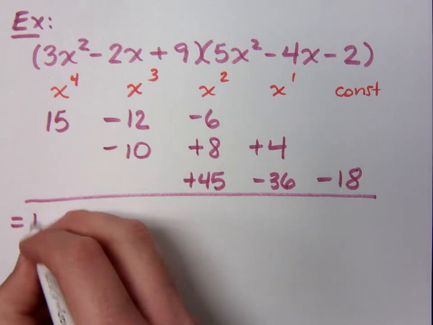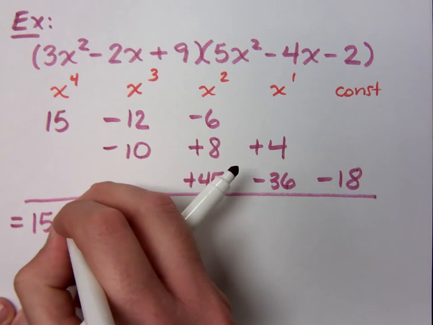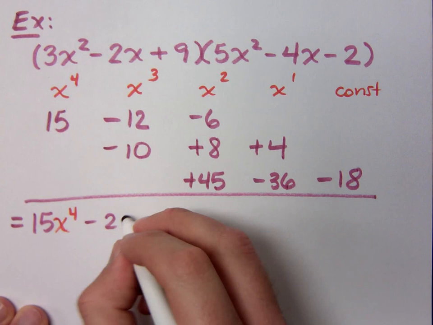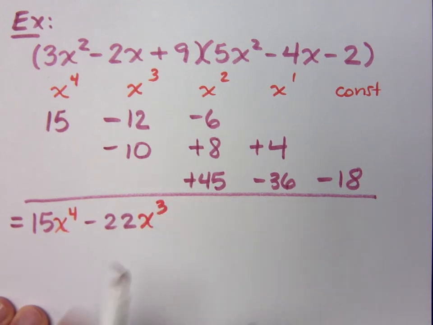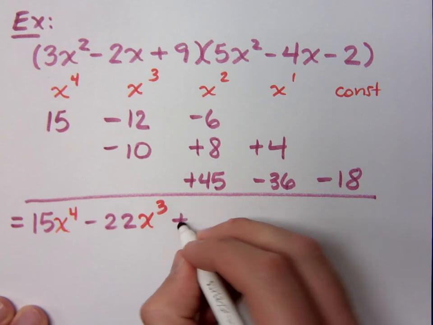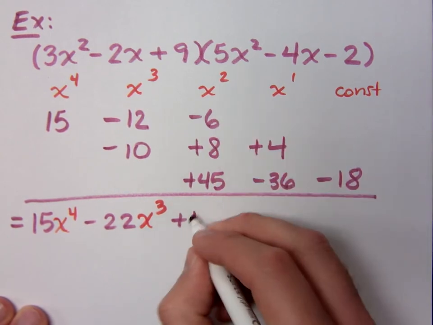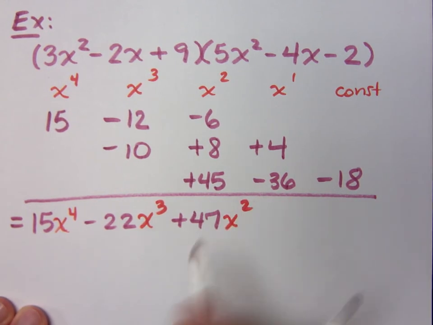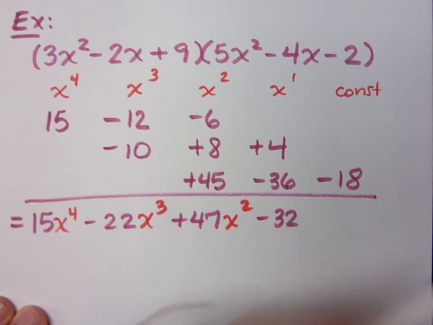So this gives me 15x to the 4th. Then what? Minus 22x to the 3rd. Plus 47x squared. Again, negative 6 plus 8 is 2. Plus 45 is 47. Minus 32x. Minus 18. Do y'all agree?